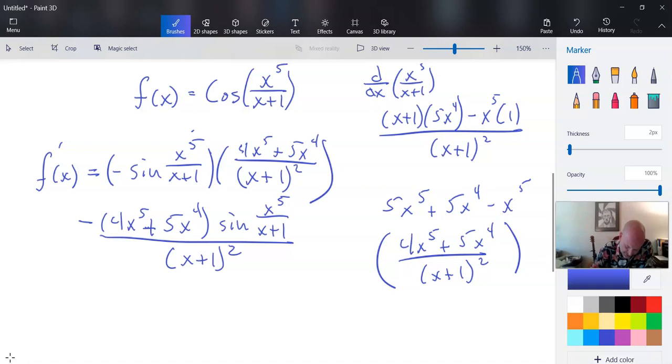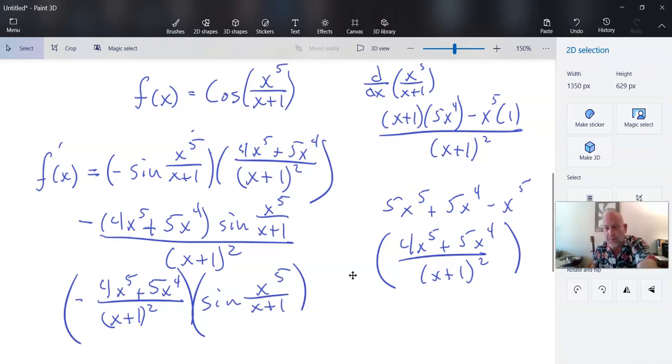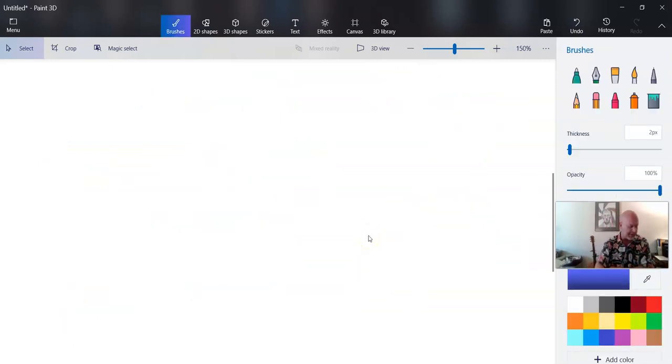And there are different ways to write it. You could also write it this way: negative 4x to the fifth plus 5x to the fourth over x plus 1 squared times the sine of x to the fifth over x plus 1, right? And that way you can see the derivative of the inside is here, the derivative of the outside is here. So there are different ways to write this answer correctly. I just wanted to point that out because there really are a lot of ways to do it. Okay, now I want to look at one more example, and that'll be our last example because that'll pretty much take care of most of the situations we're going to encounter here.